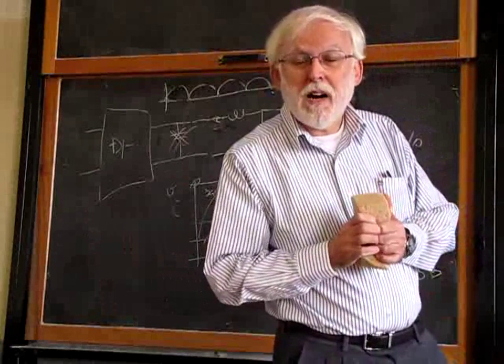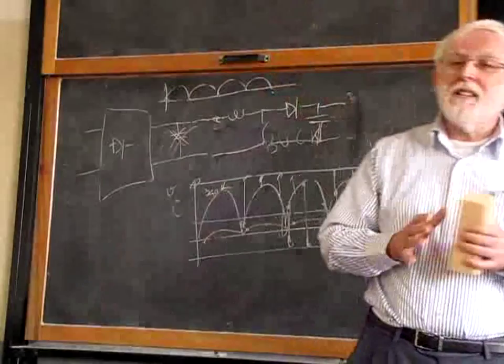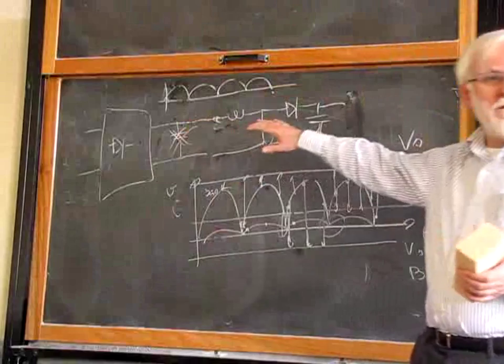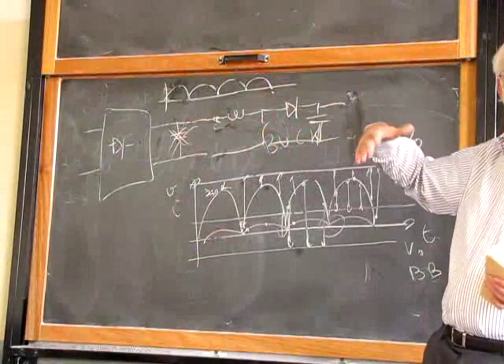Okay? And if power is high, let's say from 200 or 300 watts up, this boost converter is run in CCM, because CCM has less current stress than DCM.